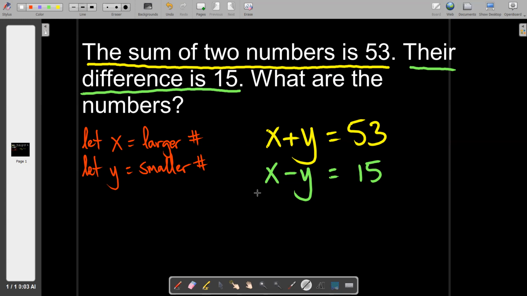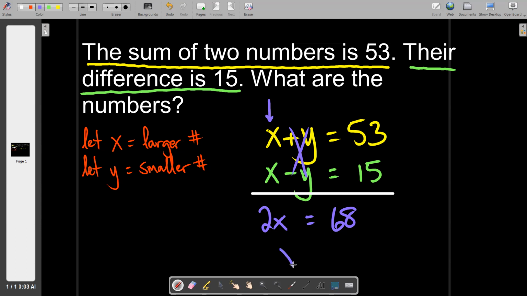When it's time for me to add two equations together, I put my line. That's my commitment line, like I'm going in now. And when I add these two equations together, I'm deep in step 3 now, right? When I add these equations together, how many x's do I get? Right. How many y's do I get? And what is 53 plus 15? Good. And then if I divide both sides by 2, what did I just figure out? That x is 34.